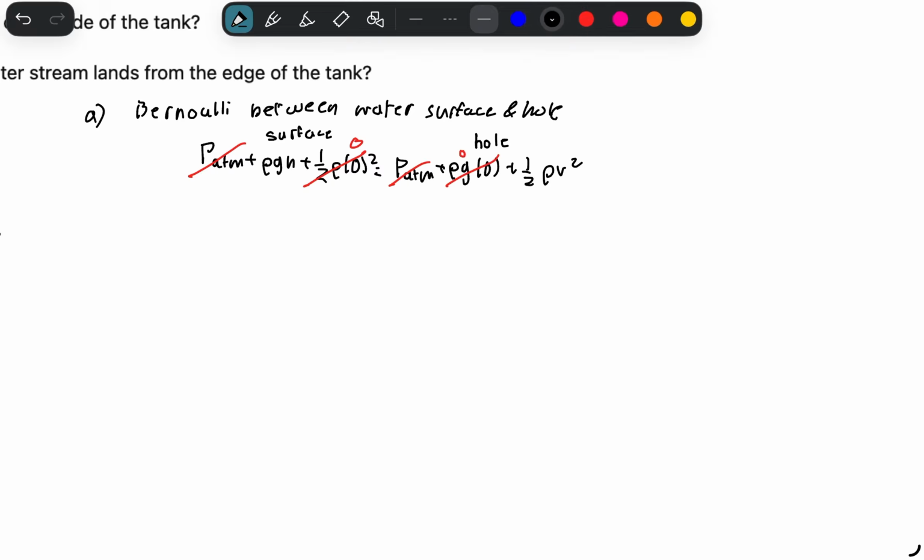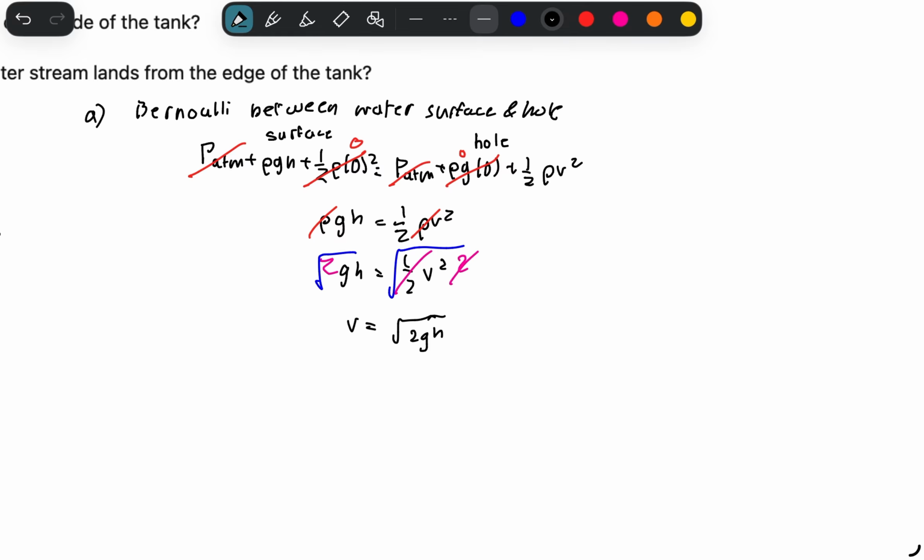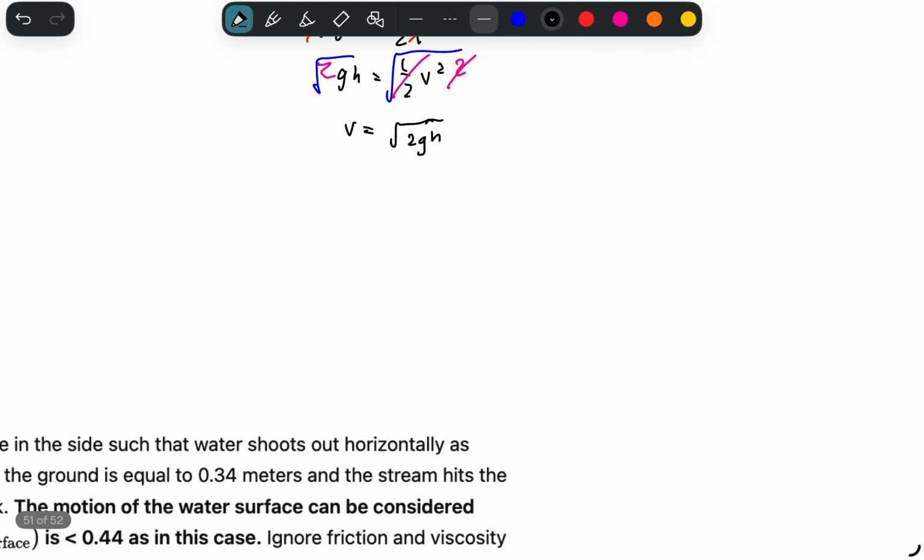So now our equation is simplified down to rho g h is equal to 1/2 rho v squared. You can also cancel out the rho because that's on both sides. Then you just have gravity times height is equal to 1/2 v squared. Now you can multiply both sides by 2, and then take the square root of both sides. So you get that v is equal to the root of 2gh, just like we've seen in projectile motion as well. Now all we have to do is substitute in our values.